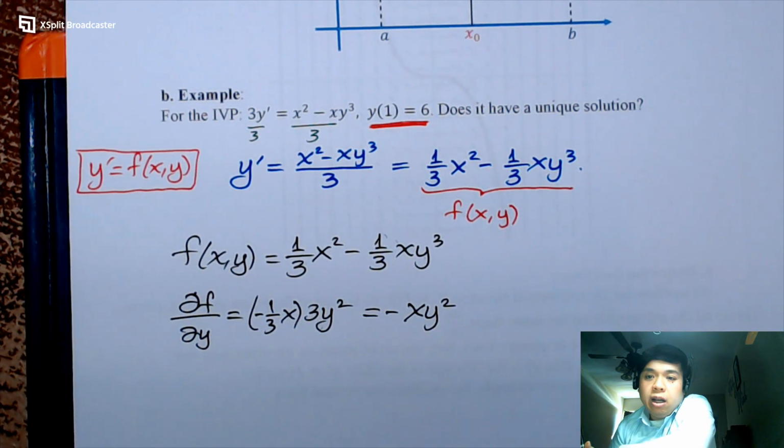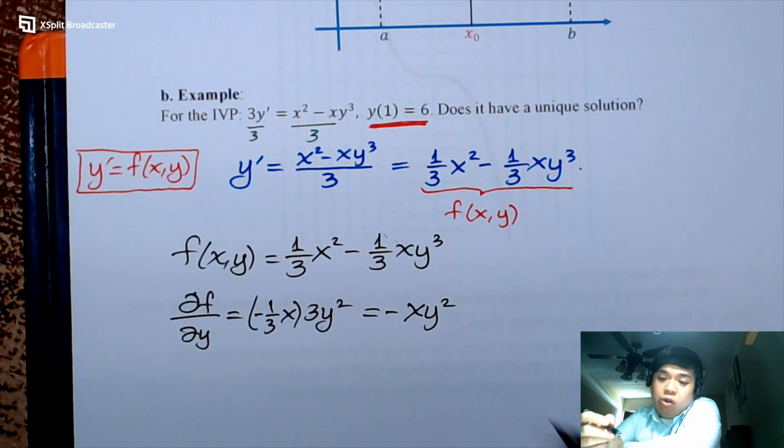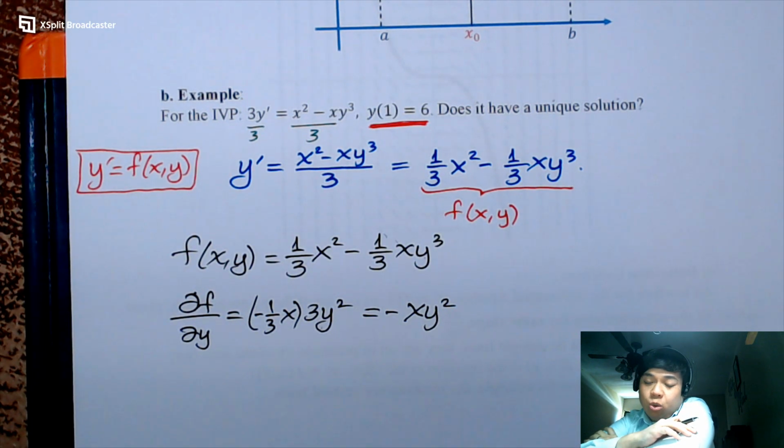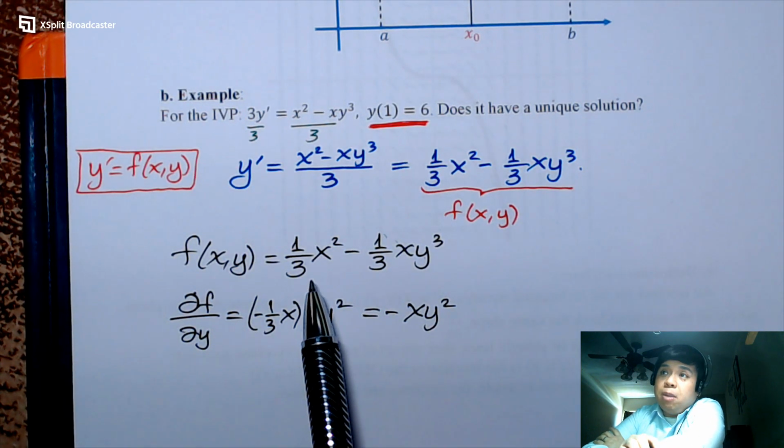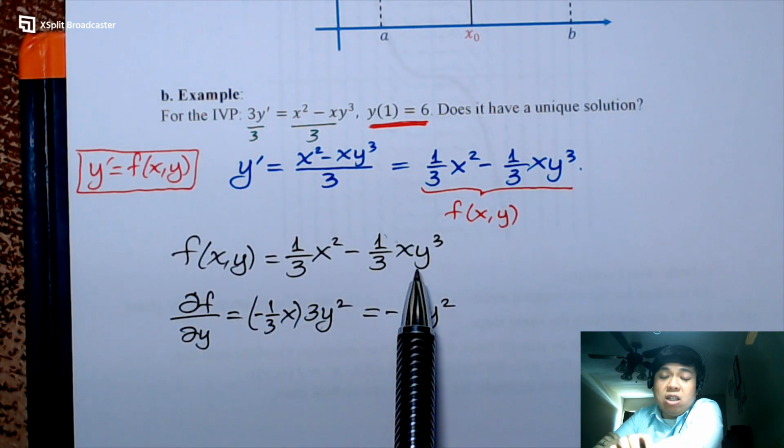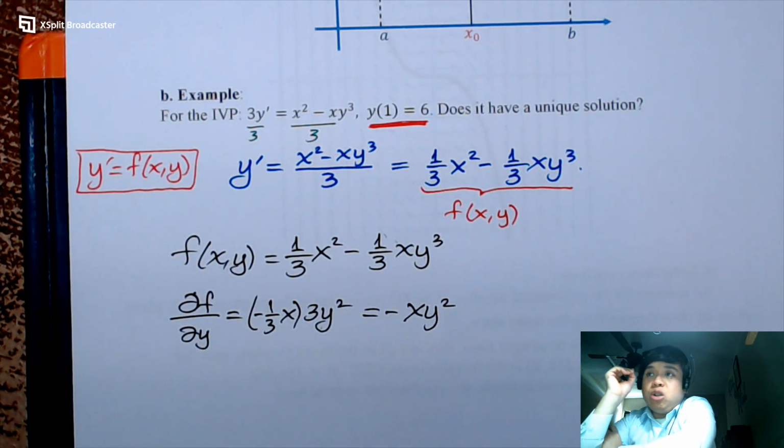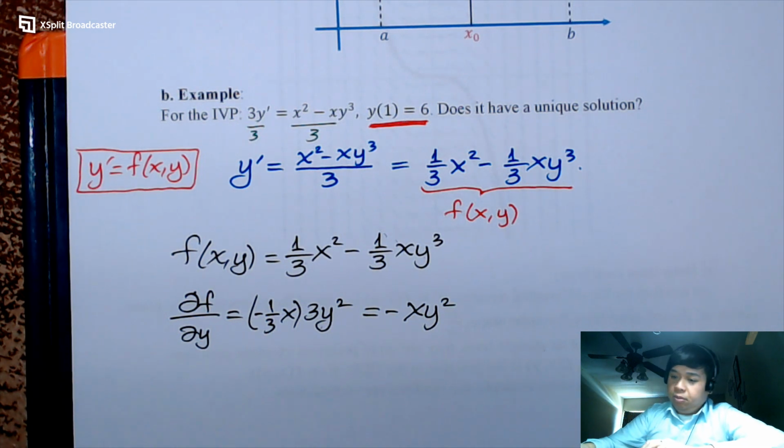Now, are these two functions continuous when x equals 1 and y equals 6? The answer to that is yes. Not only that, we can substitute any number in for x, we can substitute any number in for y, so there is no restriction on x and y. In particular, when x equals 1, y equals 6, the function is continuous.